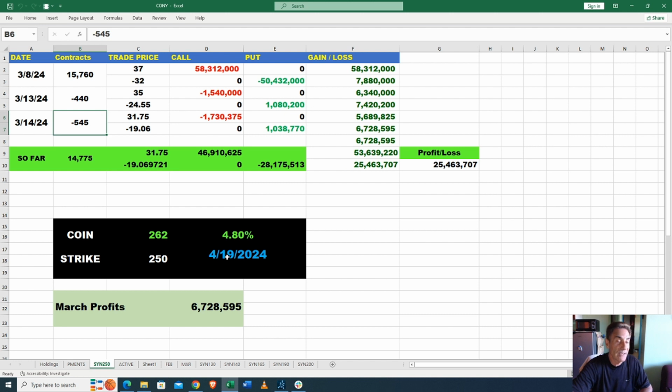And very likely coin's going to be well above 250. So the puts are going to expire worthless, and our calls are going to go up, right? We paid 37, so ideally we want to see 250 plus 37. We want to see 287 on the call price, but we'll make all of the 32 if we're above 250. Okay, so pretty good day overall.